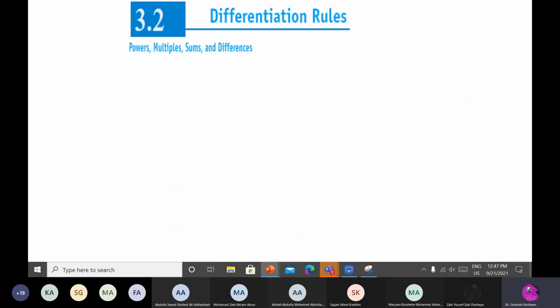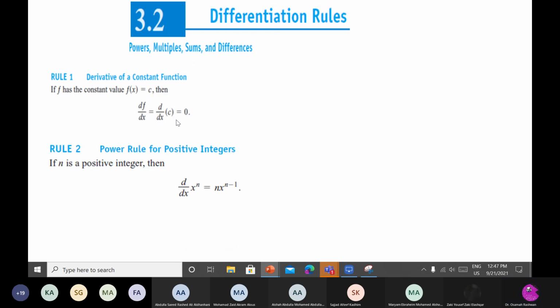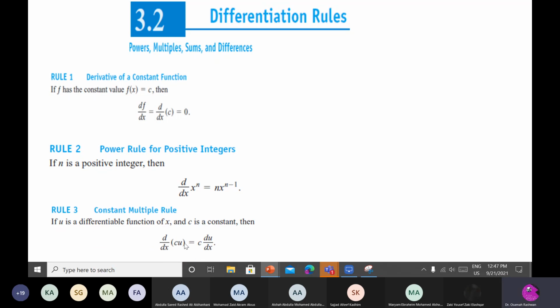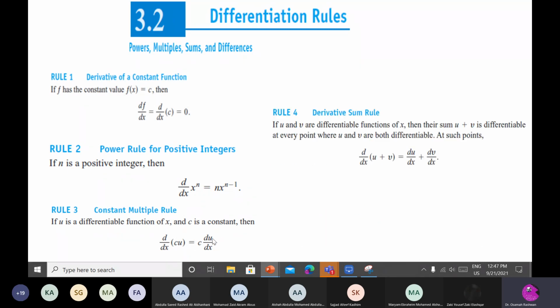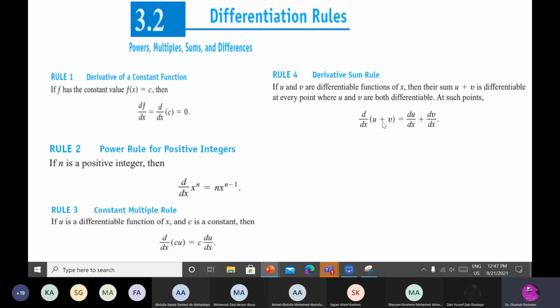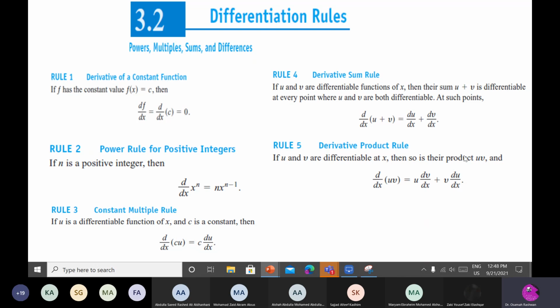And this is the derivative rule. What are the differentiation rules? As we said, the derivative of a constant is 0. The derivative of x to the power n is n x to the n minus 1. If you have a constant times any variable, you take the constant outside and you differentiate the variable, right? If you have 2 functions added together, you differentiate the first one plus the derivative of the second one, right?